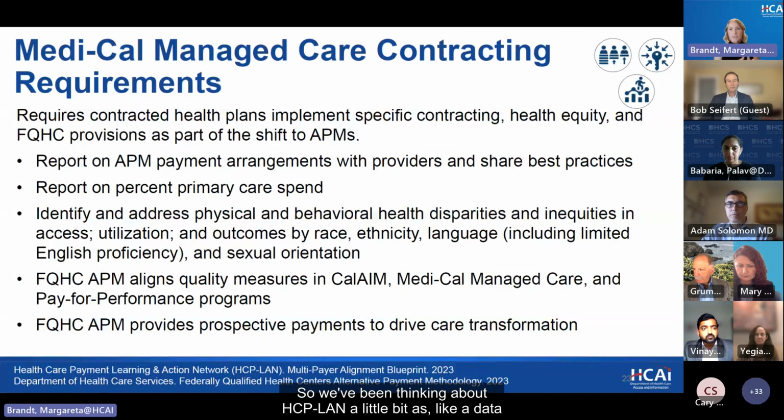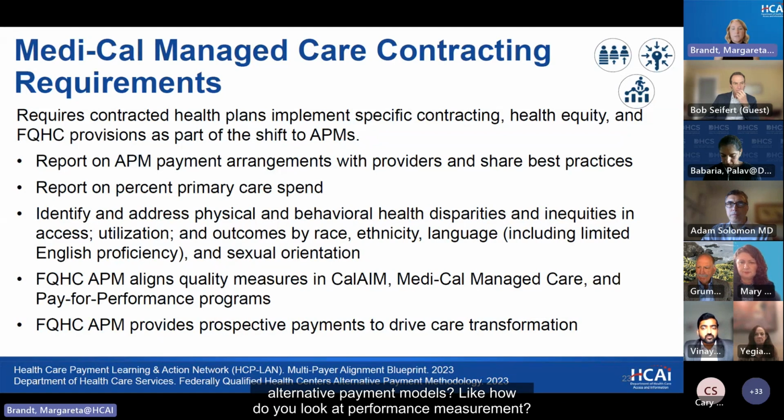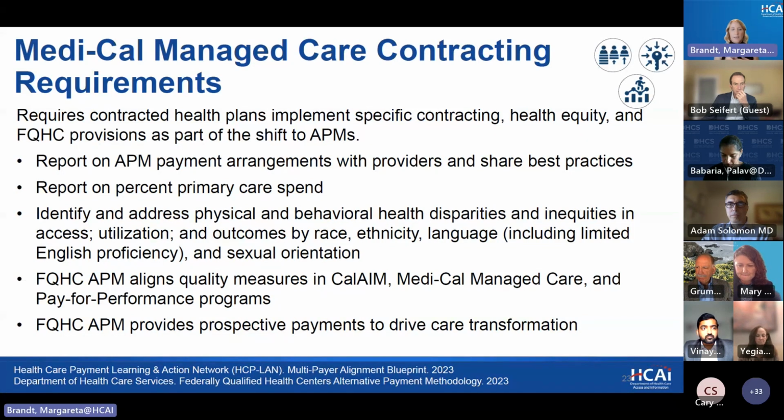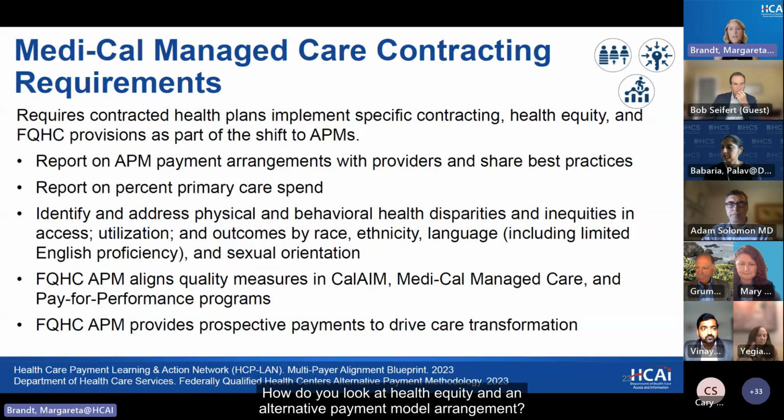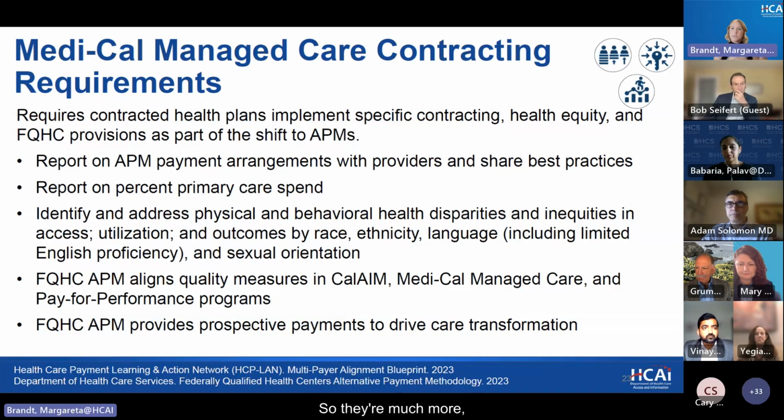So we've been thinking about HCP LAN as a data collection mechanism for alternative payment model adoption, and these standards are more about how you are structuring your APM contracts. What's included? What are some best practices that we can align around in terms of alternative payment models? How do you look at performance measurement? How do you look at the payment design? How do you look at health equity in an alternative payment model arrangement? So they're much more content focused and less focused on the actual data collection and number of alternative payment model contracts in California.